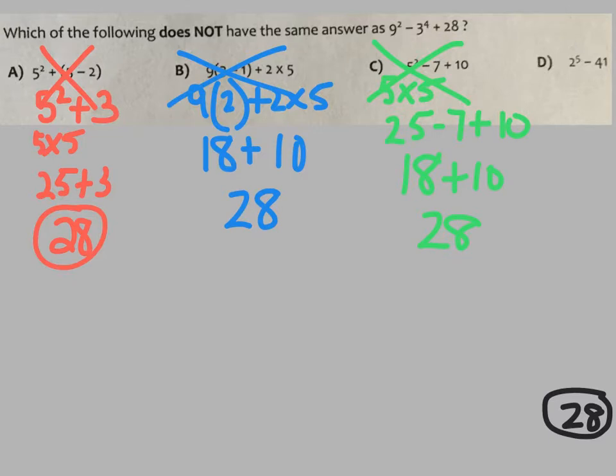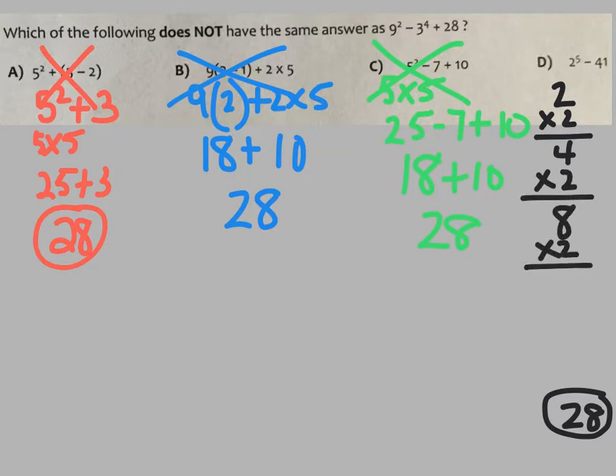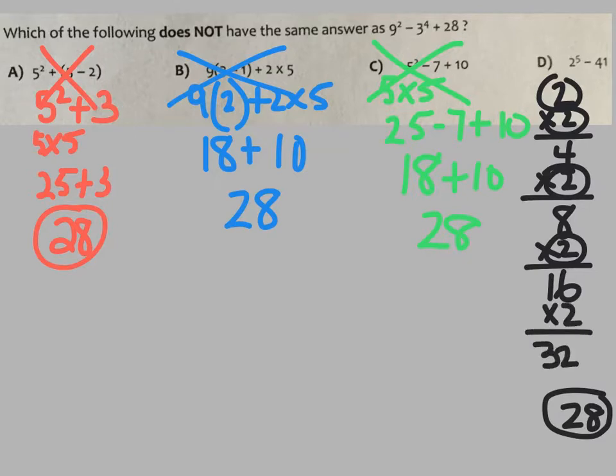2 to the power of 5 minus 41. Well, 2 to the power of 5, no parentheses, but we do have an exponent, and that's 2 times 2, which is 4, times 2, which is 8, times 2, which is 16. How many 2's have we got so far? 1, 2, 3, 4, and we need 5, so times 2 is 32. And 32 minus 41.